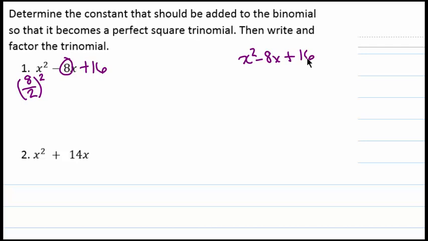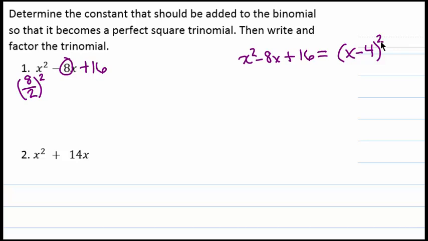Now I'm going to write it in factored form. This then equals x minus, what did I square to get here? 4, squared.